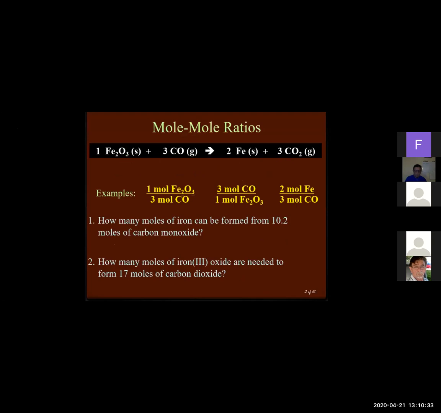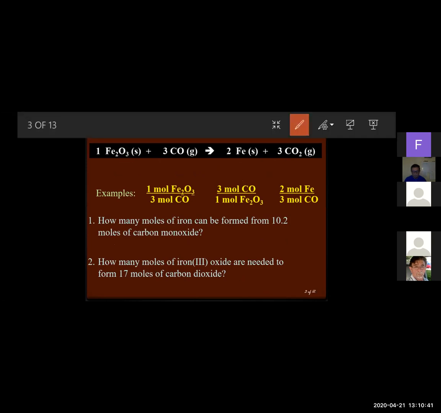So here we got this particular reaction, where we have iron 3 oxide. 1 mole of iron 3 oxide requires 3 moles of carbon monoxide to give us 2 moles of iron and 3 moles of carbon dioxide. So the relationship between the 2 reactants is a 1 to 3.